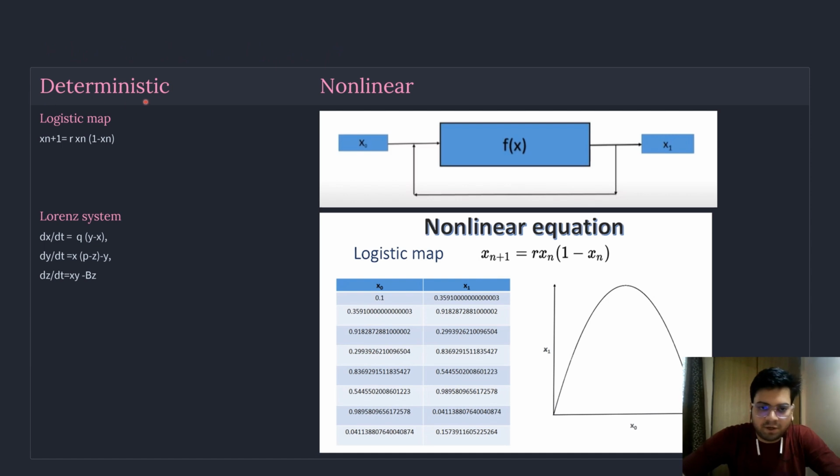Coming to the first property of the chaotic system, that is deterministic. It means that we can formulate an equation using a mathematical model. It can be either in a discrete form or in a differential form. Here, we name the logistic map and the Lorenz system. The nonlinear is the second property, where the next x is given as feedback to the previous f of x. If we run such a system, we will get x values such that there will be no pattern found in the next x.